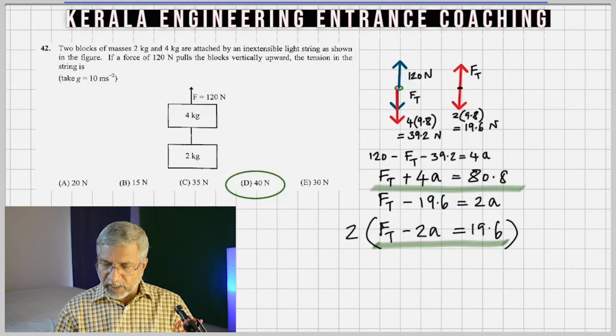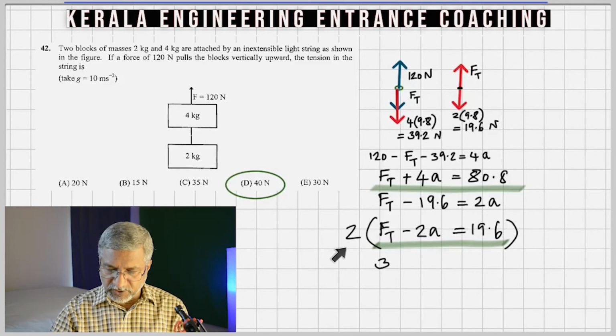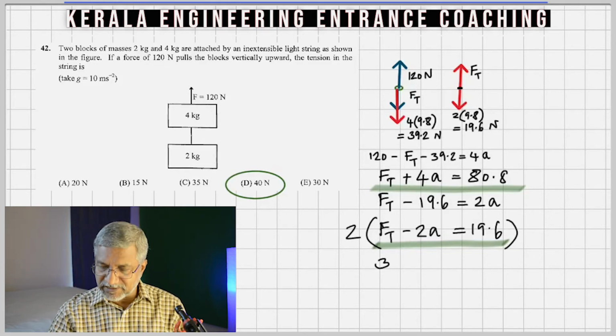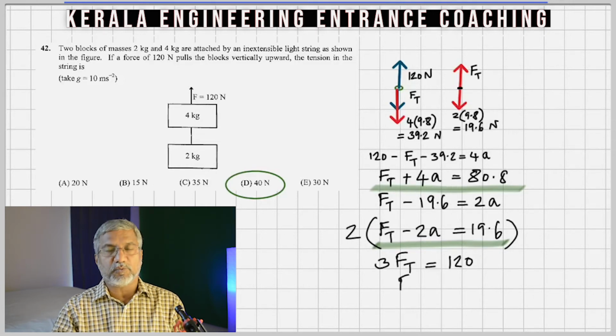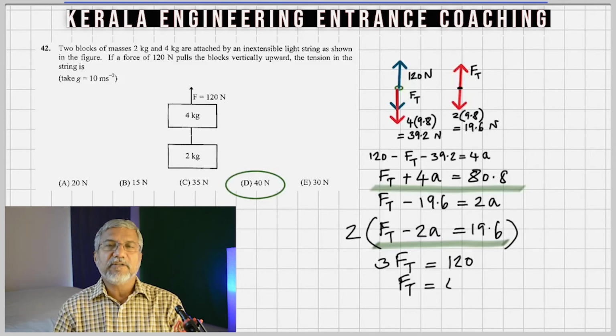Perfectly set up. I want to cancel the A terms. So what I do is I multiply this with 2. And then this will give me negative 4A. Here you have 4A. So if I add the two equations, the A term will get cancelled. So then I'll be left with 2Ft here plus Ft, which is 3Ft. And then I have 2 times 19.6 plus 80.8, which gives 120. So 3Ft is 120, and so Ft is 40 Newton.